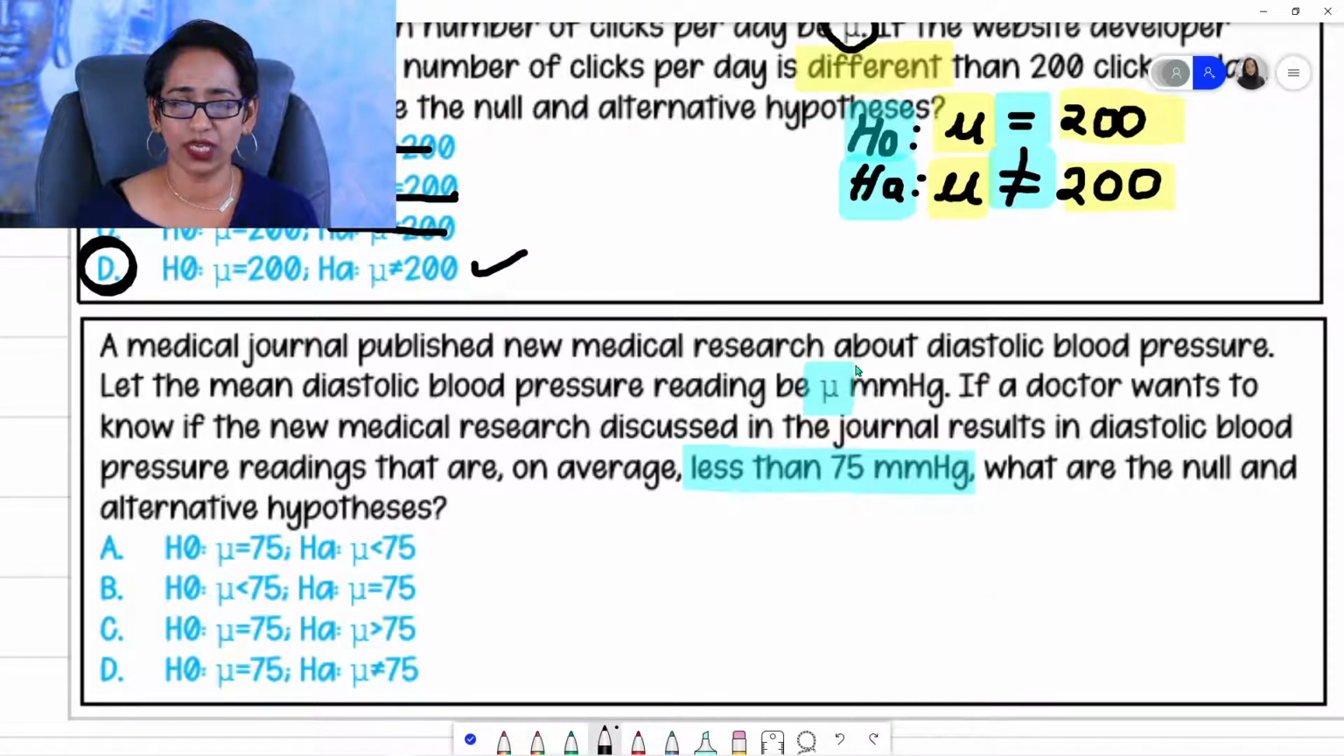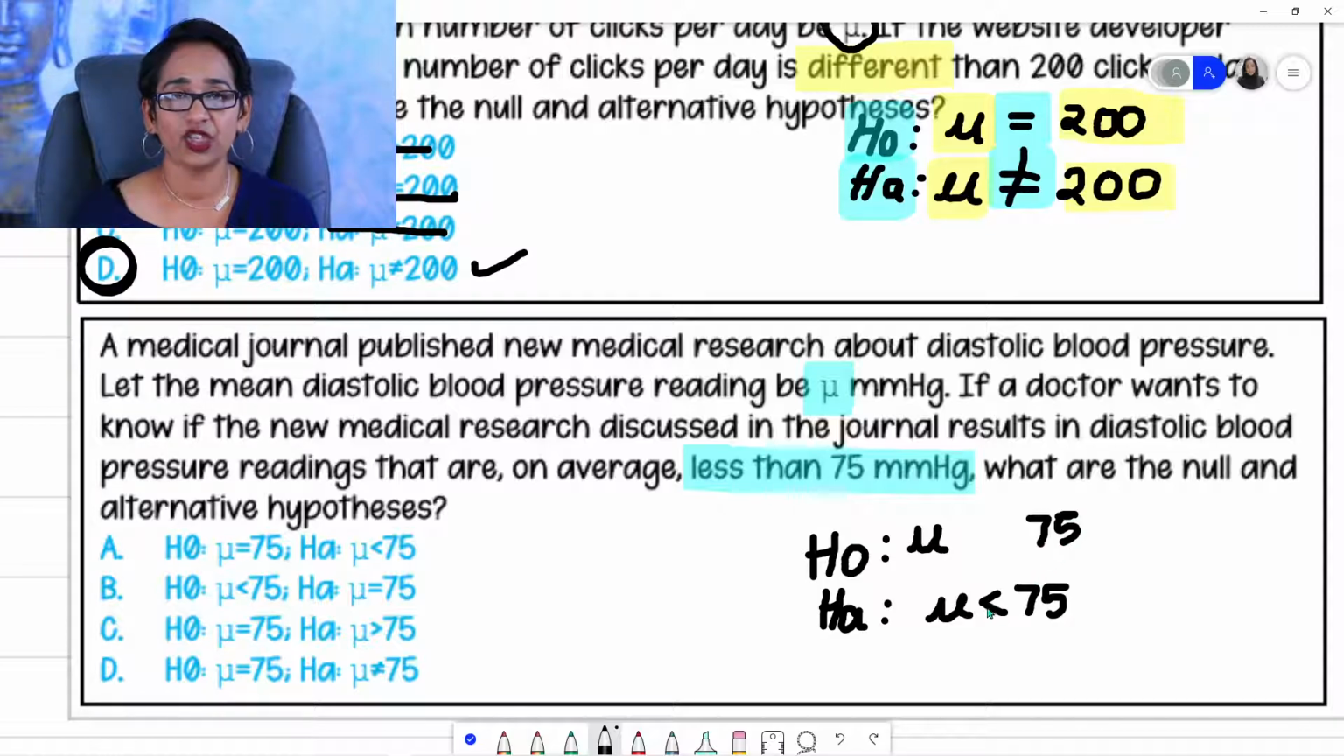Doctor wants to know, again, use the same units. Look what I'm doing here. He wants to know mu is less than 75. As soon as I write that, I know that is my HA. Remember, H naught is blindly equal to. Everything stays the same except the sign. So mu stays mu, 75 stays 75, H naught blindly equal to. So this stays for H naught and HA, mu stays mu, 75 stays 75. Only thing that's different is your symbol.